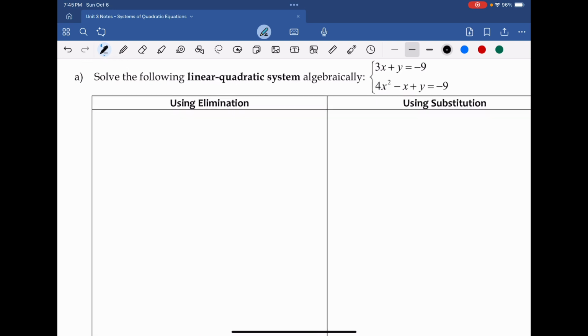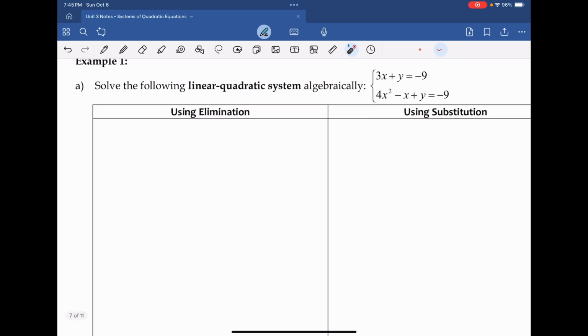Now, for the linear quadratic system, what I realized right away is you want to make sure that your constant term is on one side and all your variables, such as x and y and x squared, should all be on the left-hand side. This is probably going to make it the easiest for elimination because all the terms will line up really nicely. Now, for substitution, it's a little bit different of a story, but for elimination, make sure it lines up really nicely like this, where you have constants on the right-hand side and all your variable terms on the left.